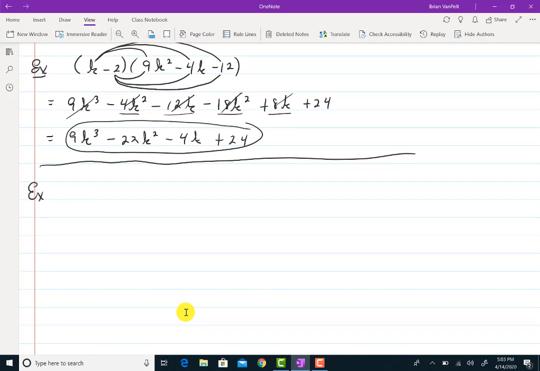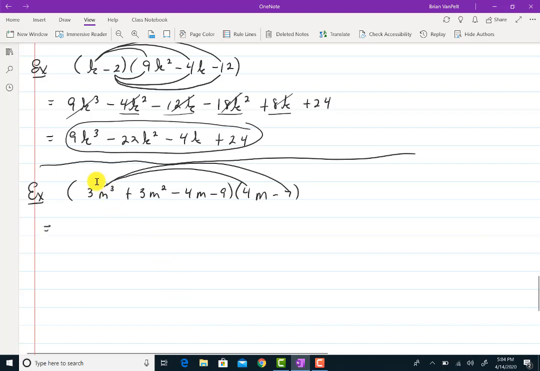More super foiling. Here I have 3m to the third plus 3m squared minus 4m minus 9. I'm going to multiply it times 4m minus 7. So we can do, just like before, this guy times the first, and then this guy times the second. So let's start with the first.